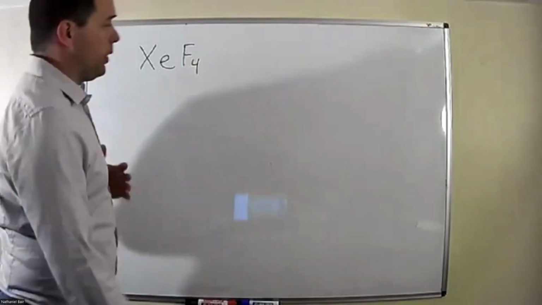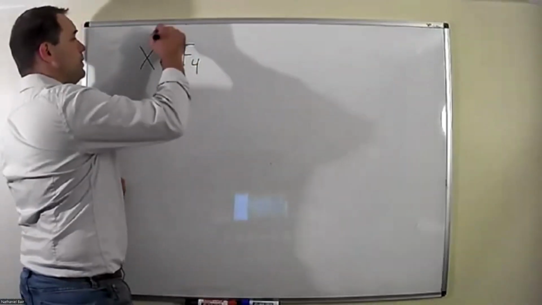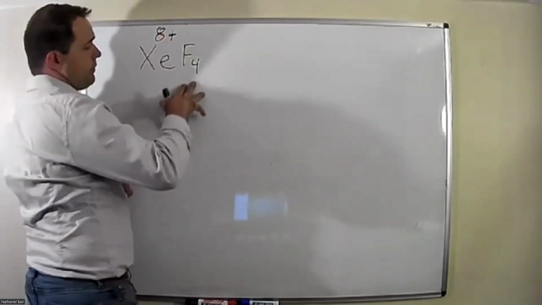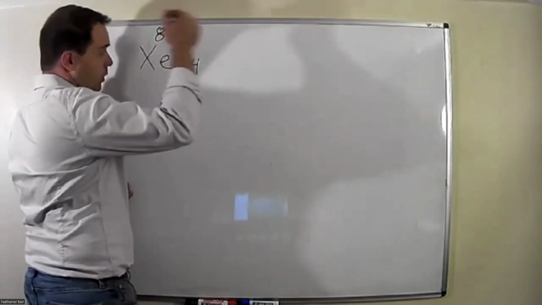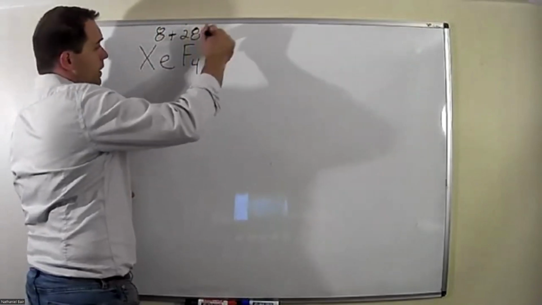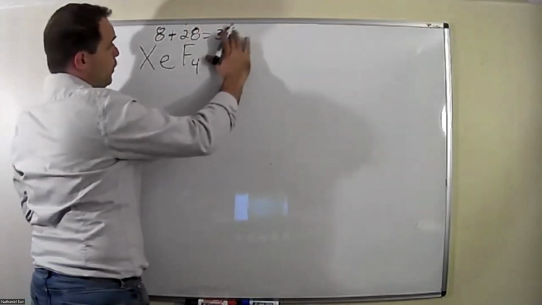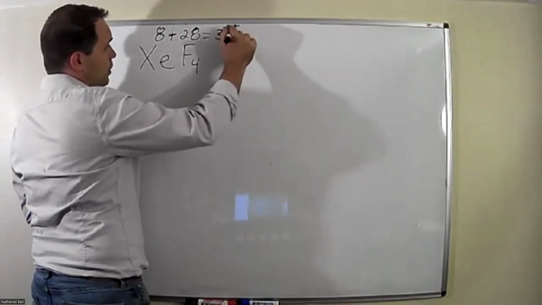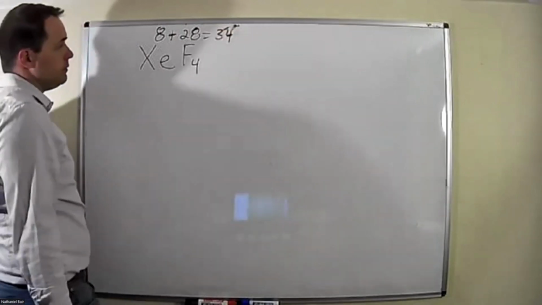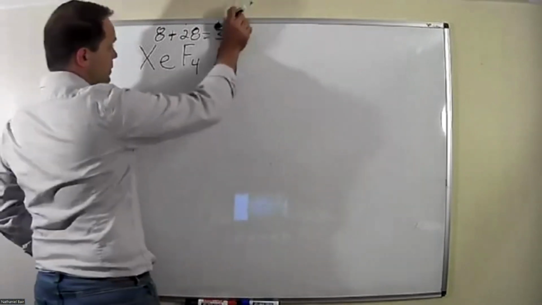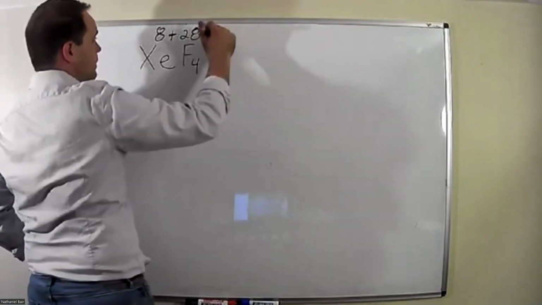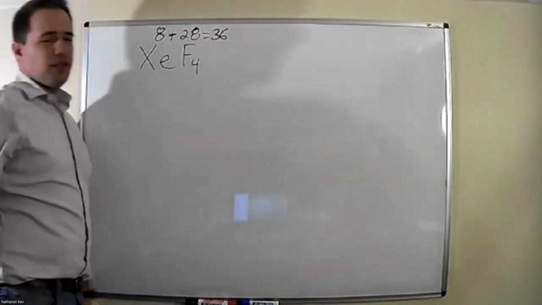Let's go through this bad boy. At least add up the electrons. We got 8 for the xenon. We got 7 for each fluorine. So 7 times 4 is 28, right? And we got 36 electrons. No, 34 electrons to work with, right? No, I did that right. 36 electrons to work with. Okay, 36 electrons to work with.